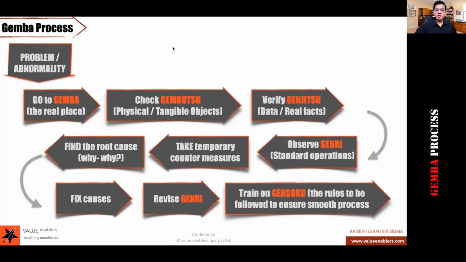Now, many of you may have heard Gemba, Gembutsu, and Genjitsu, but probably if Genri and Gensoku are new to you, just type new in the comment box, okay? Because mostly in Kaizen, this Gemba, Gembutsu, and Genjitsu is quite common. Gemba is very, very common in Kaizen terminology. But Genri and Gensoku is written not in the original book, but in the latest book.